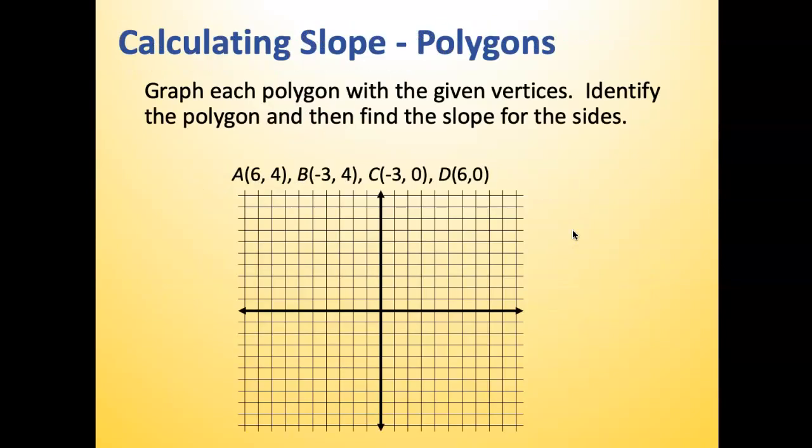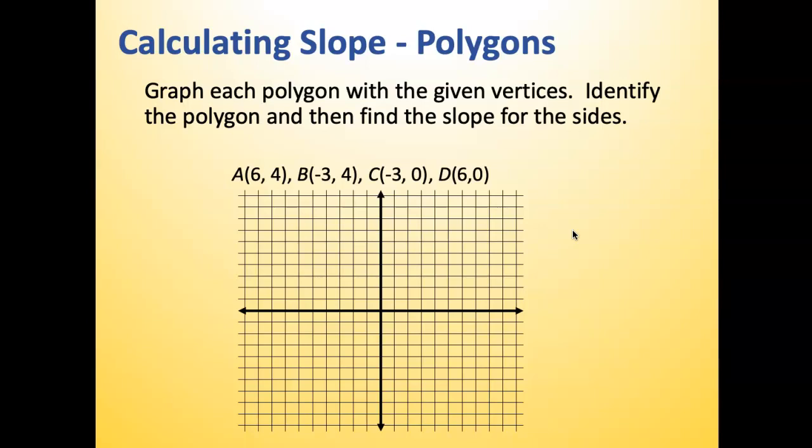Okay, now you are on your own. Oh, before you do, sorry. Let me just remind you of what you have learned from the first video of the different types of slopes. Okay, so I now have here 4 points and it says graph each polygon with the given vertices.